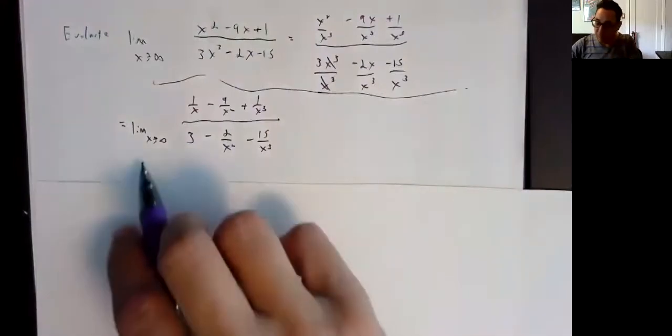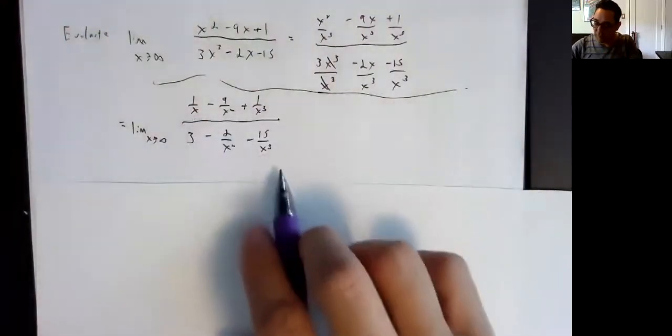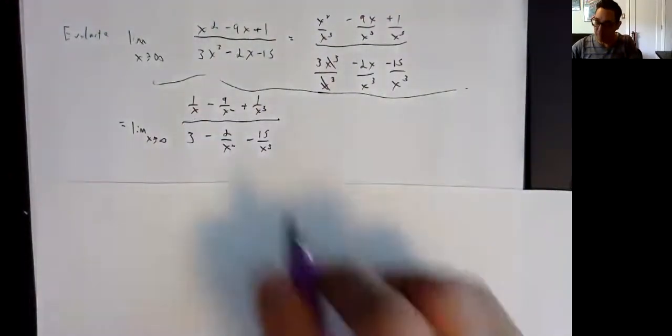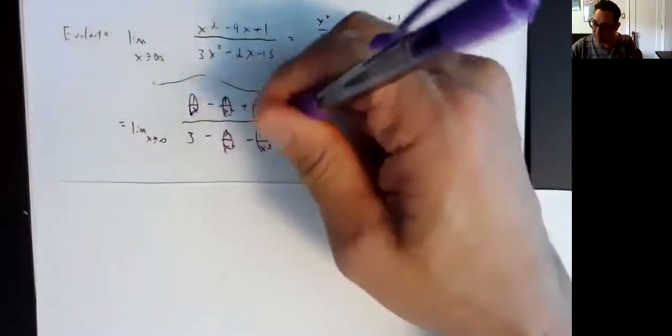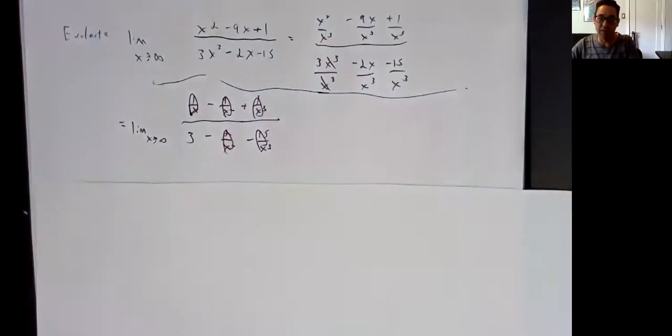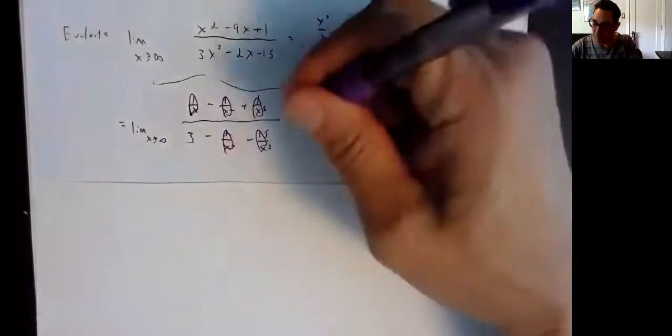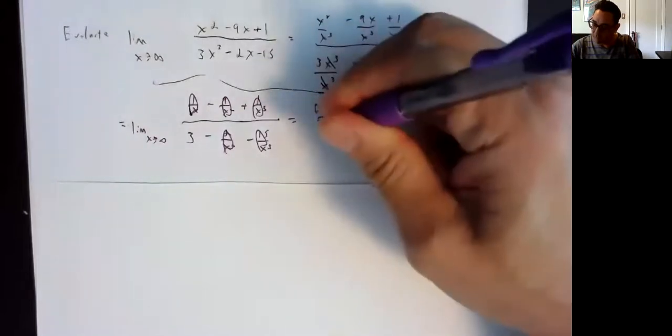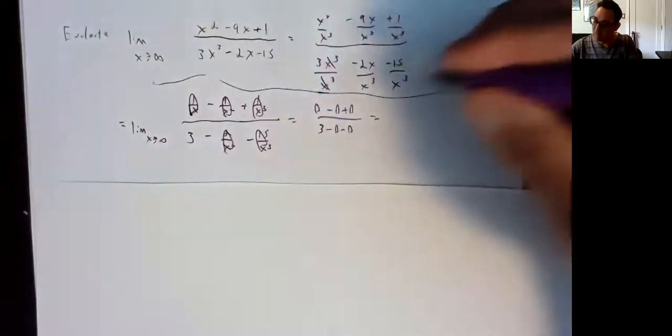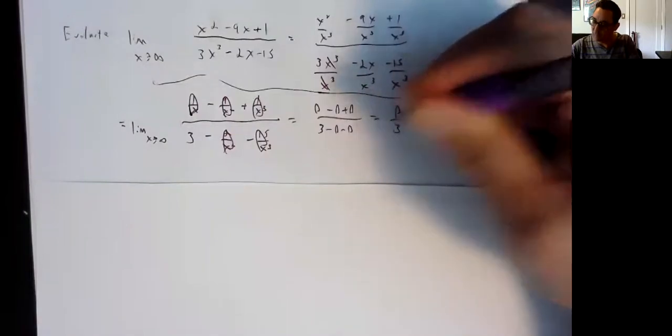Now remember, since I'm doing the limit to infinity, out of these 6 parts, any part that has an x in the bottom becomes a 0. So this becomes 0, that becomes 0, that does, that does, that does. The 3 does not, because it doesn't have an x in the bottom, so that stays put. So I have 0 minus 0 plus 0 over 3 minus 0 minus 0. Simplify, you get 0 over 3.